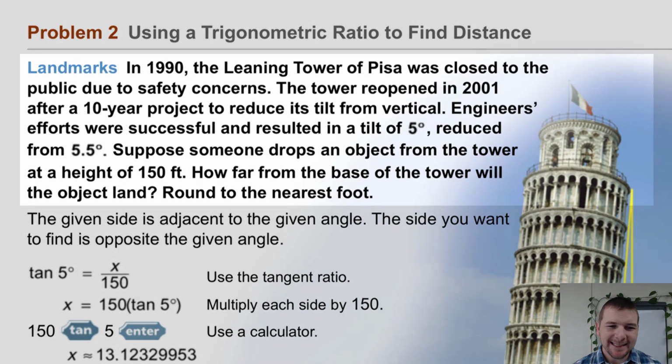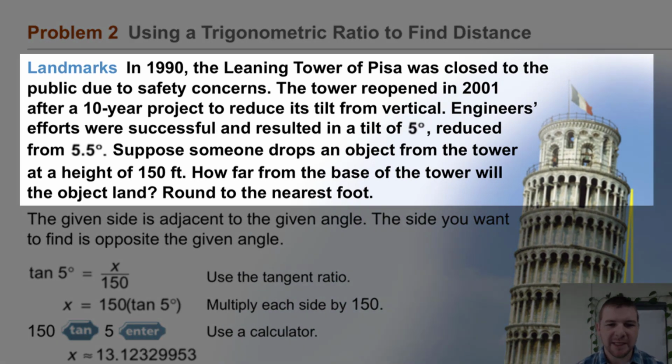Landmarks. In 1990, the Leaning Tower of Pisa was closed to the public due to safety concerns. The tower reopened in 2001 after a 10-year project to reduce its tilt from vertical. Engineers' efforts were successful and resulted in a tilt of 5 degrees, reduced from 5.5 degrees.